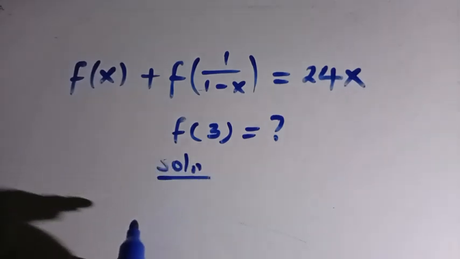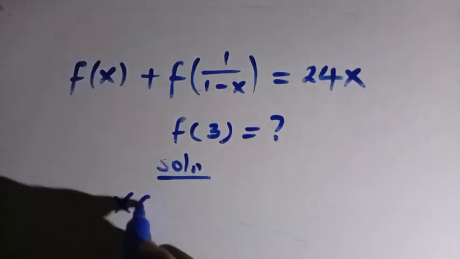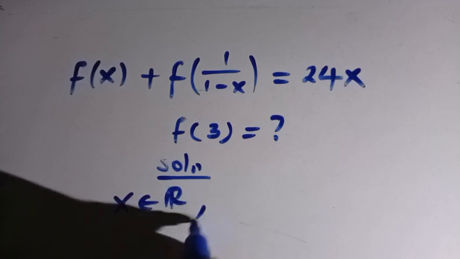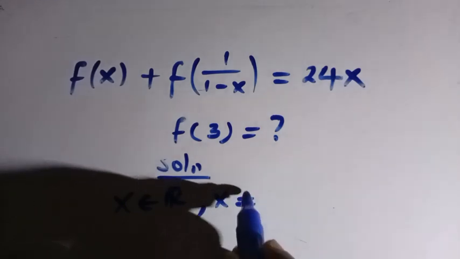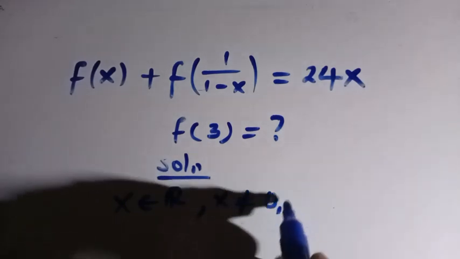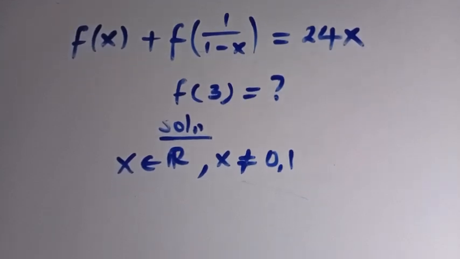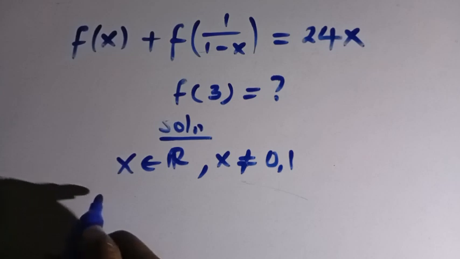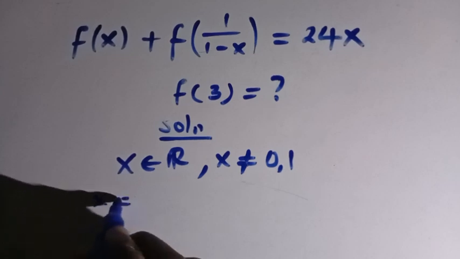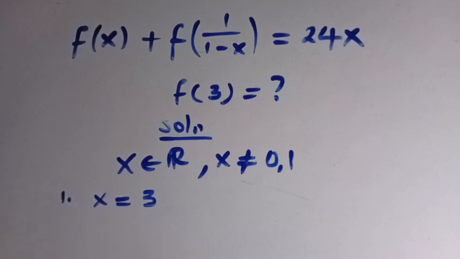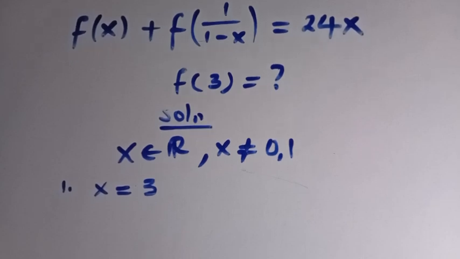So first thing we are going to note is that the value of x here is a member of the real numbers, where x is not equal to 0 and 1. The first thing we are going to consider is letting x equal 3. If x equals 3, it means we are going to replace everywhere we see x with 3.